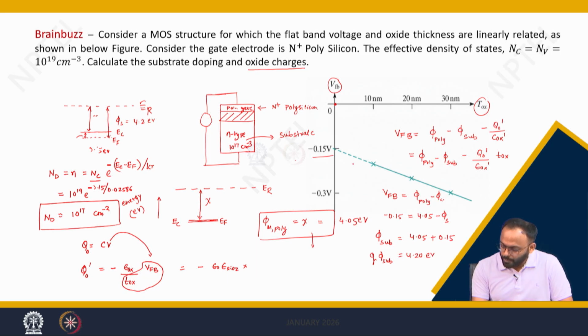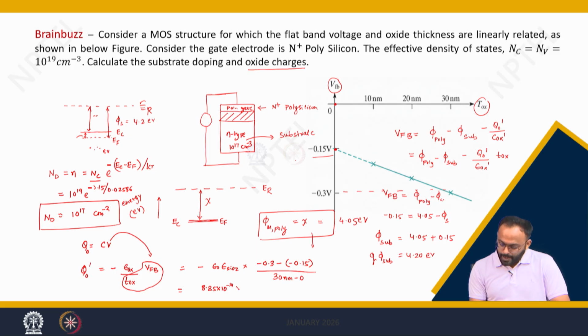So, if you take a slope between these two points, you can simply get the slope of this line, right. The slope of this line can be written as minus of 0.3 minus of 0.15 divided by 30 nanometers minus 0. Ultimately, if you put in all the values, the permittivity is 8.854 into 10 to the power of minus 14 farad per centimeter. Epsilon SiO2 is 3.9, and this will give you 0.15 divided by 30 nanometers.